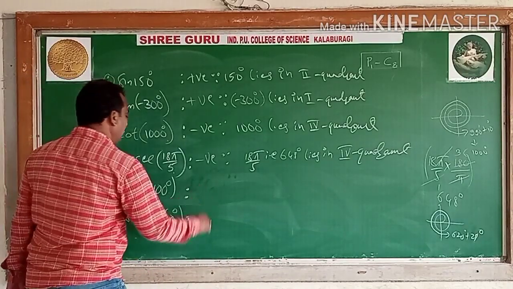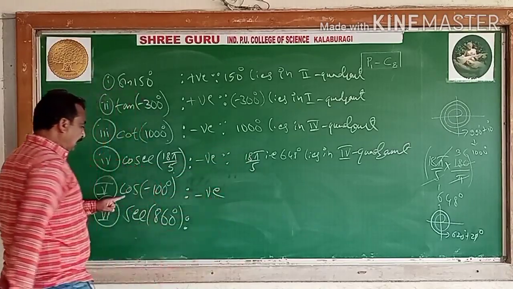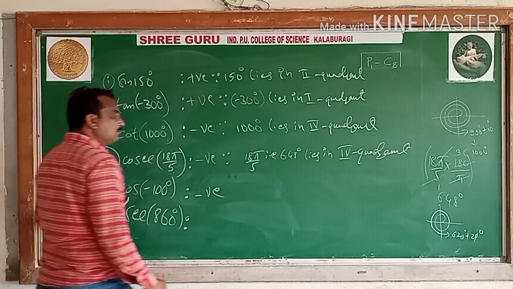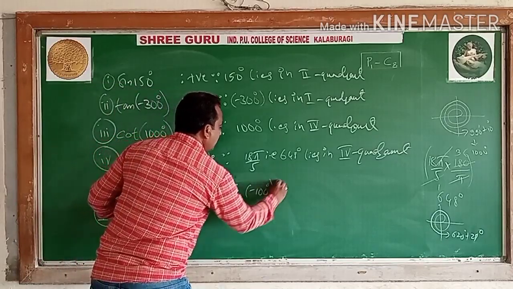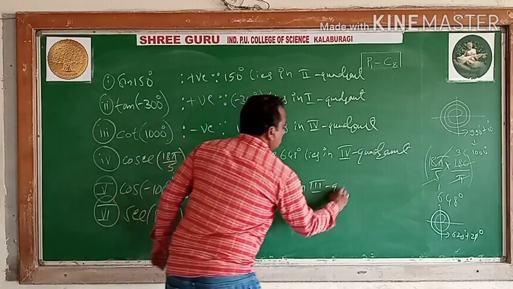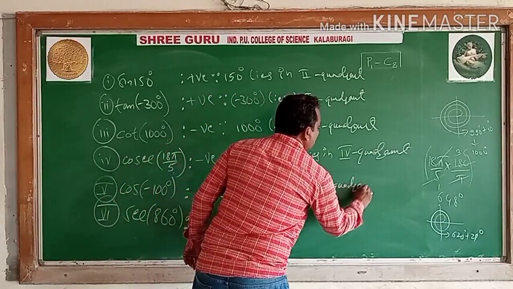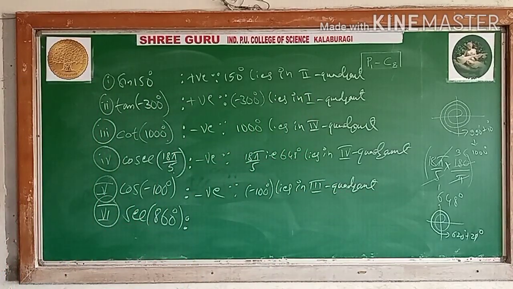Cosecant of minus 100 degrees. Minus 100 degrees lies in the clockwise direction, in the third quadrant. In the third quadrant, only tan and cot are positive. So cosec is negative, because minus 100 degrees lies in the third quadrant.